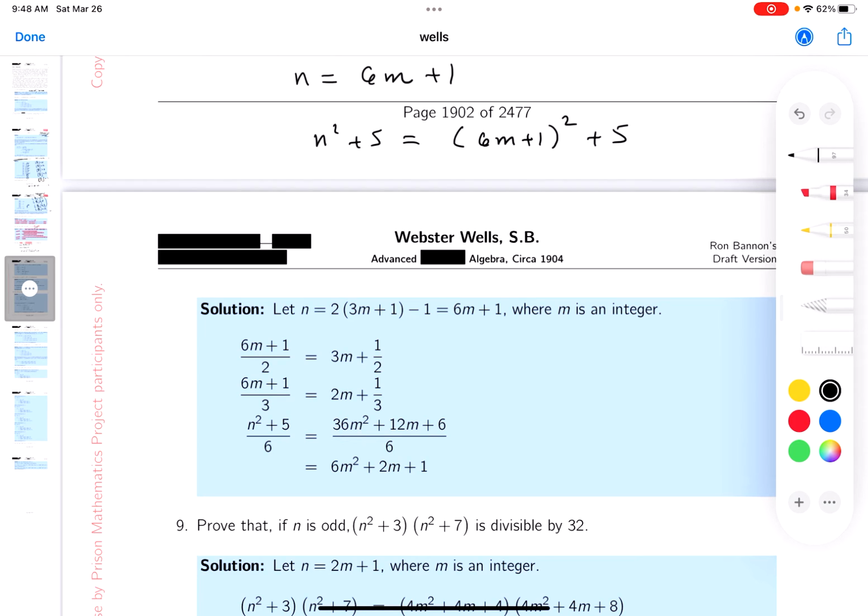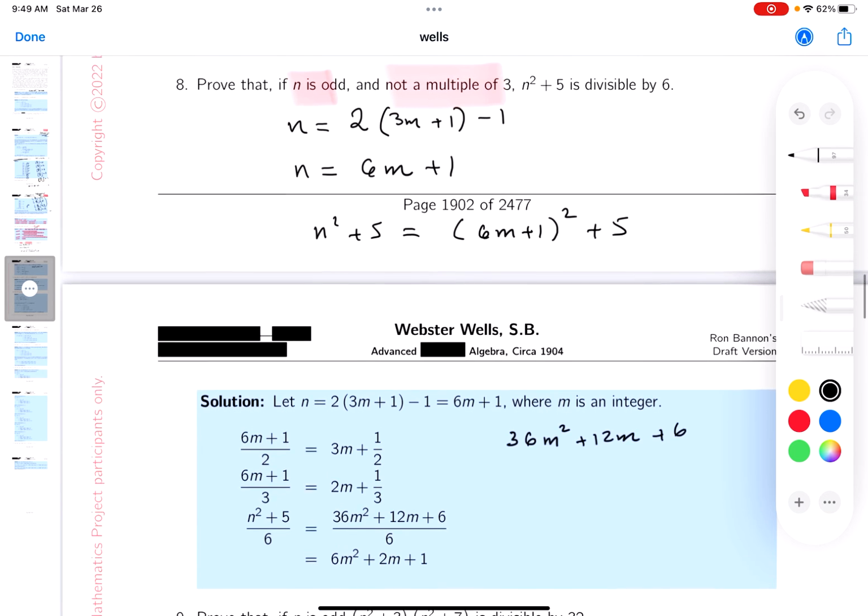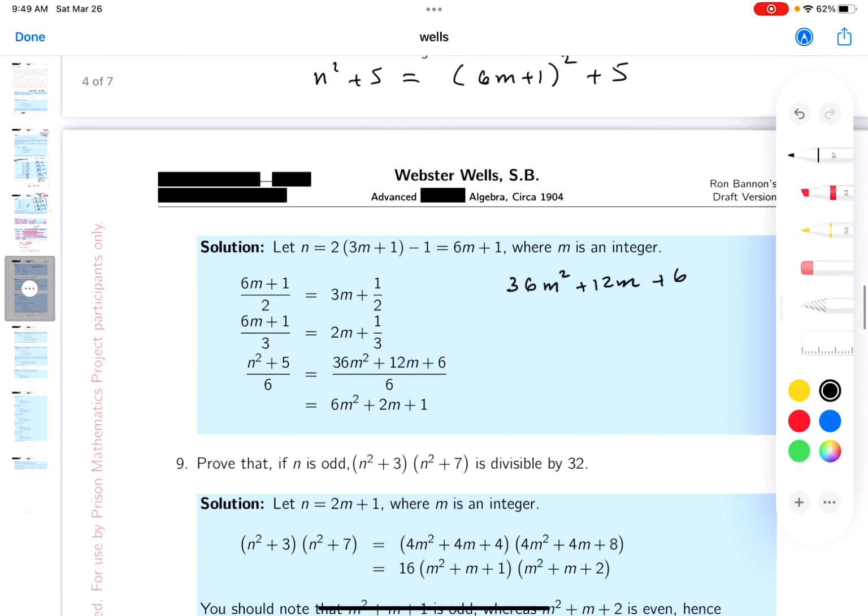Okay. I'm going to do a little different than it's done over here. I'm going to write this as 36m squared plus 12m plus 1 plus 5 is plus 6. All right, let me see if I got that done. Oh, is divided by 6, clear as day.